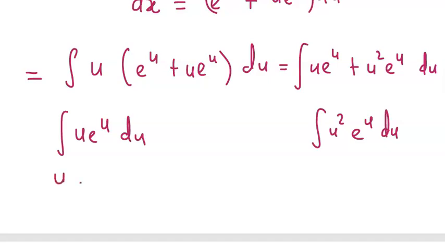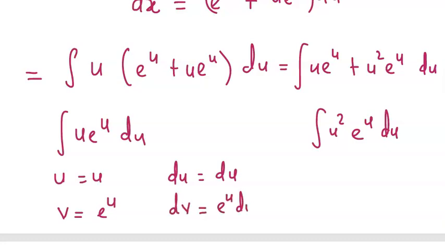So here, let's set u equals u. Then differentiating both sides, we get du is equal to 1 times du, right? And then we have to set v equals the integral of e to the power of u, which is the same as e to the power of u. Then our dv is going to be equal to e to the power of u, then du.